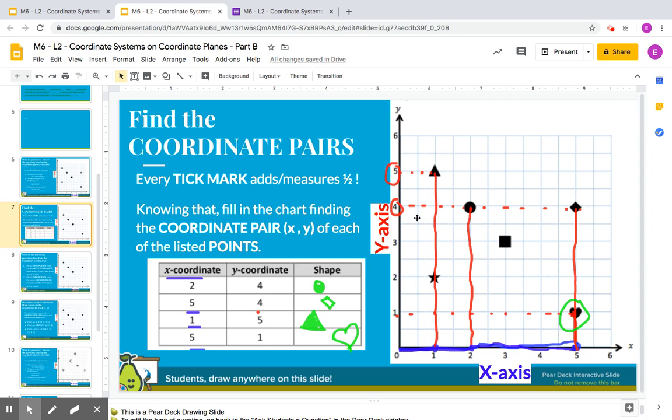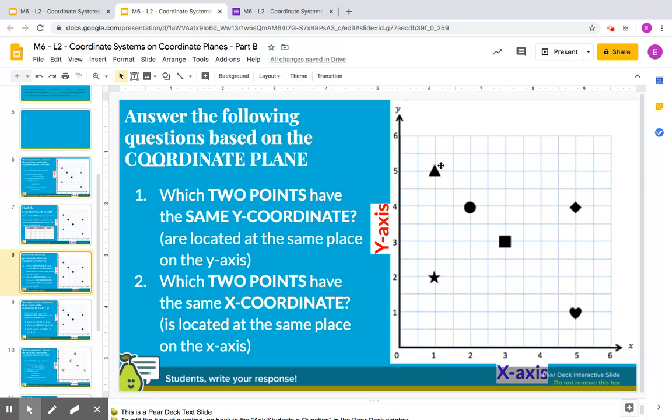Man, going over and up, or thinking about x before y, really does help me find my coordinate pairs. Counting my tick marks makes sure that I'm in the right place. And I'm using my knowledge of this coordinate plane, starting at the origin, going over on the x till I find the correct value, and then up on the y. Now let's answer the questions that you guys were based on next.